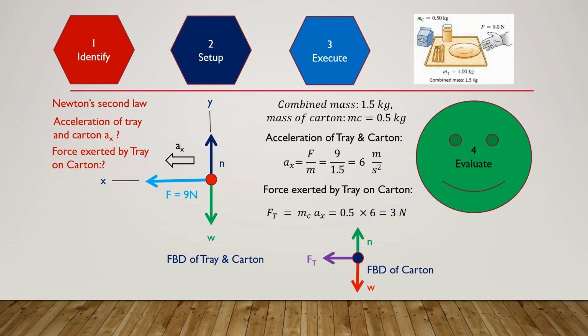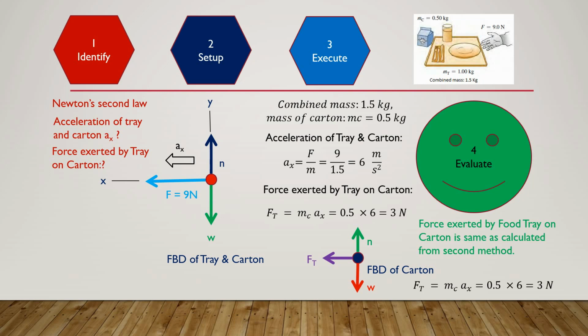Using Newton's second law, we can calculate this force. Ft is equal to mc ax. By putting the value of mc and ax, we get that the force exerted by the tray is 3 Newton. The force exerted by the tray on the milk carton is the same as we calculated from the first method, so our result is true. Thank you very much for watching this video.